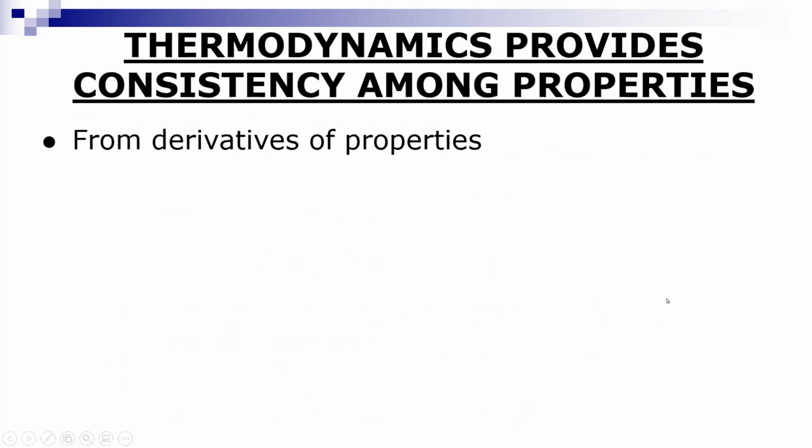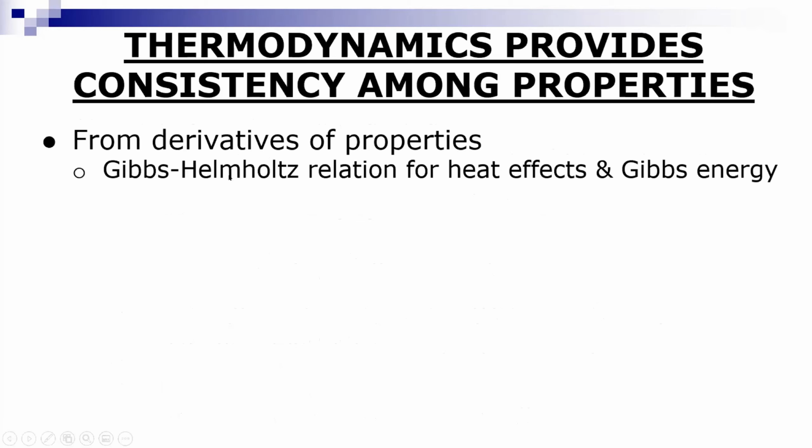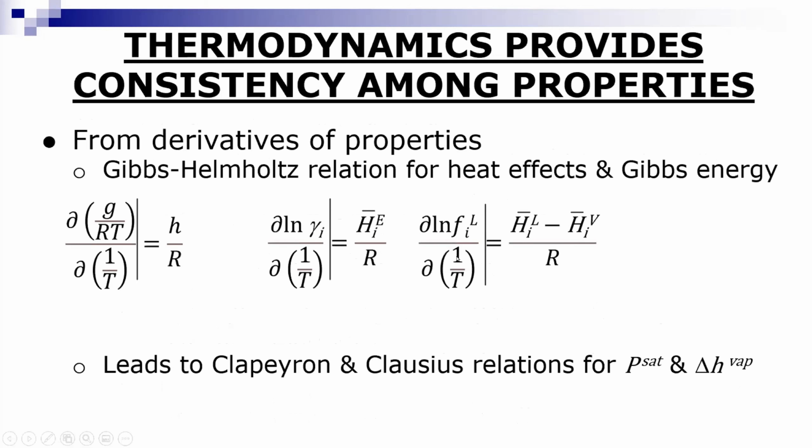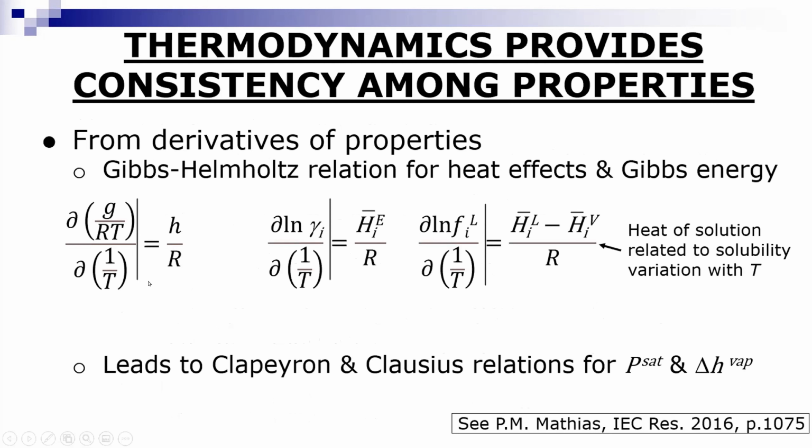Another equation is known as the Gibbs-Helmholtz relation for heat effects in the Gibbs energy. This is the generalized Gibbs-Helmholtz relation. It's a derivative of G over RT with respect to T, at constant pressure and mole fraction. This is then applied to, say, activity coefficients and leads to the temperature dependence of the partial molar enthalpy. If you're talking about the fugacity in a liquid, this turns out to be related to the heat of solution.